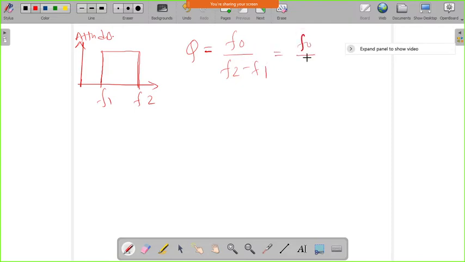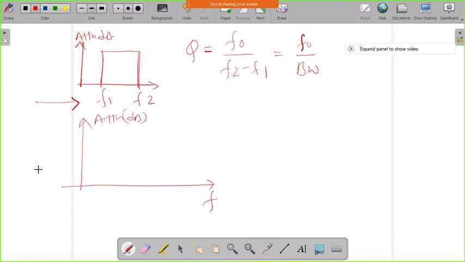that is nothing but F naught by bandwidth. Okay, so this is what we have seen, but in practical scenarios these ideal circuits will not exist. Only the practical circuits are there. So now how does the practical resonant circuit give a response? If I take again the attenuation in dB versus frequency.